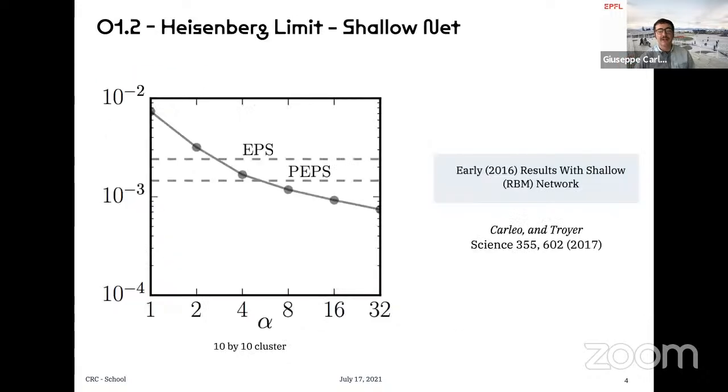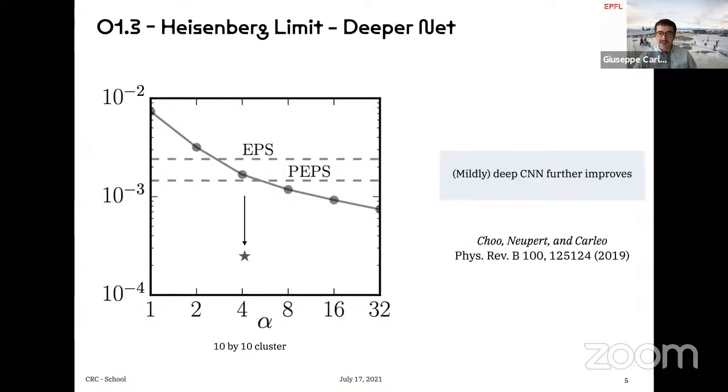Okay, good. So now, shallow networks: 10 to the minus 3, just to give you a rough idea. Mildly deep networks: this was one of the first applications we had of convolutional neural networks for quantum states. We had, I don't know, 3 or 4 layers. It was really not so deep, and you could see that by going slightly deeper, the improvement in the accuracy would be tangible.